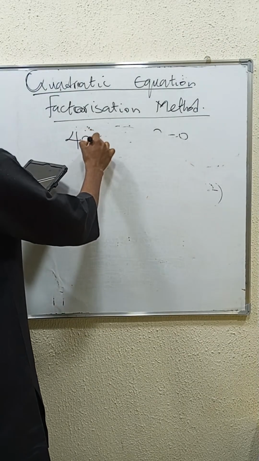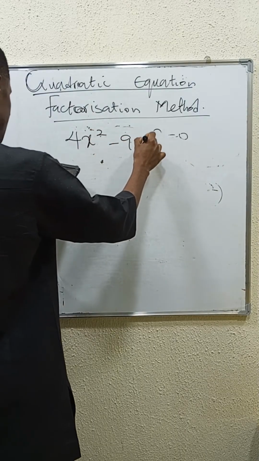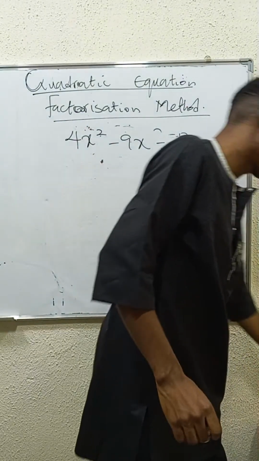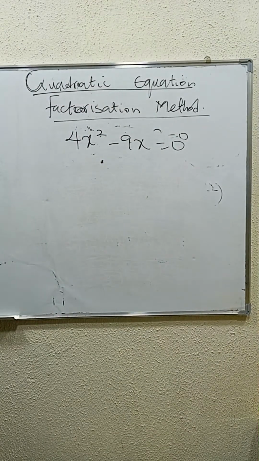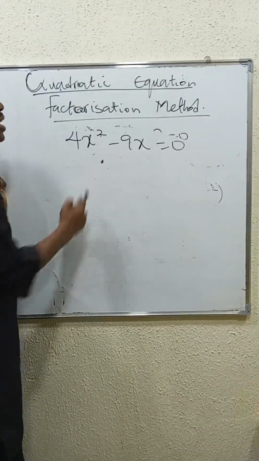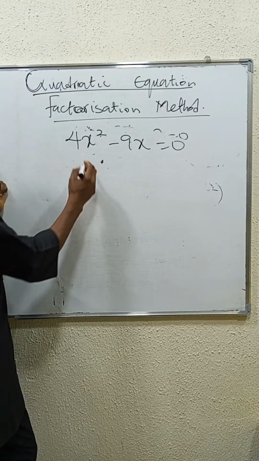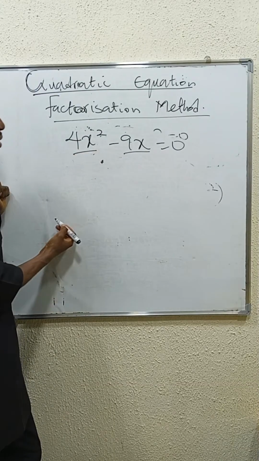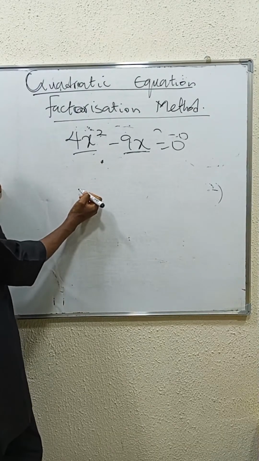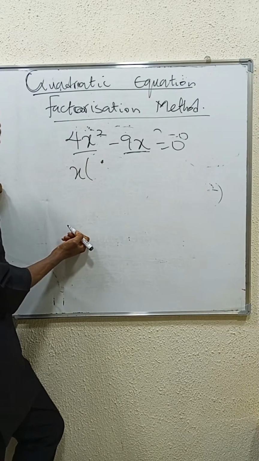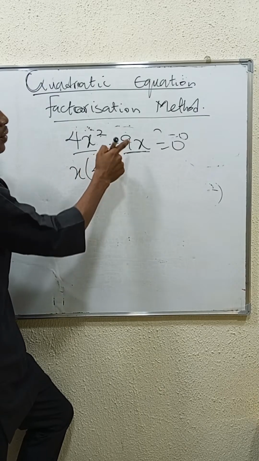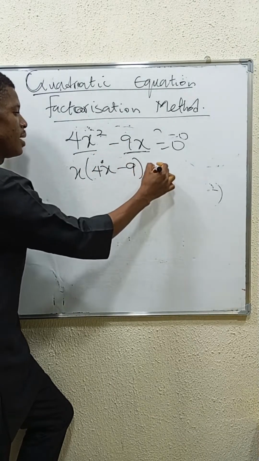This is simple: 4x squared minus 9x is 0. This is very simple. Do you know the reason? If you look at it, you can see that x is common. So we can factor out the common term x. What are you left with? You'll be left with 4x, and since you factored out x, minus 9, and that's 0.